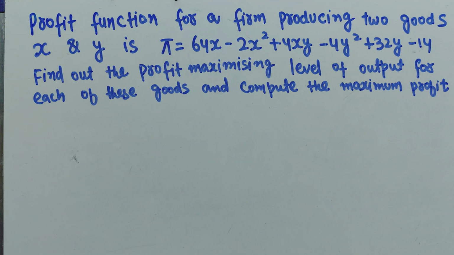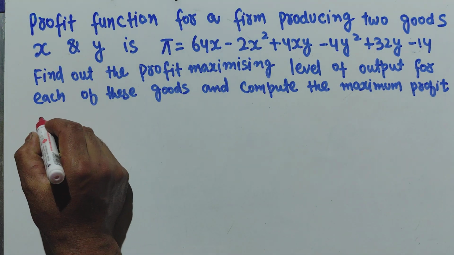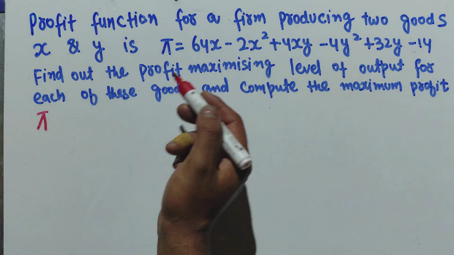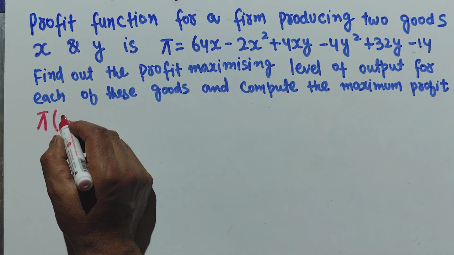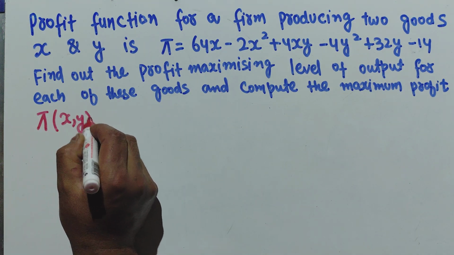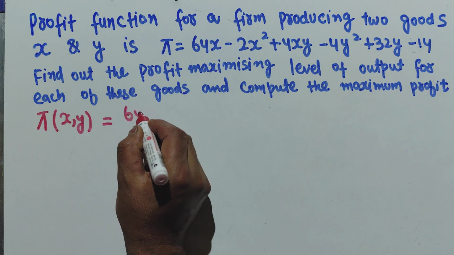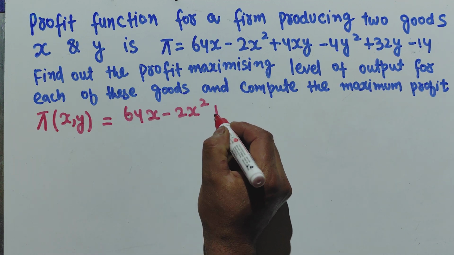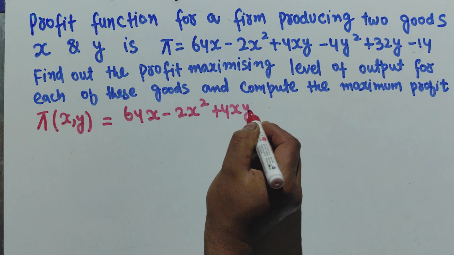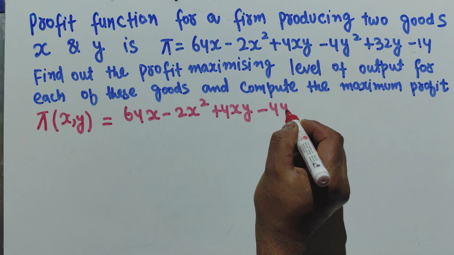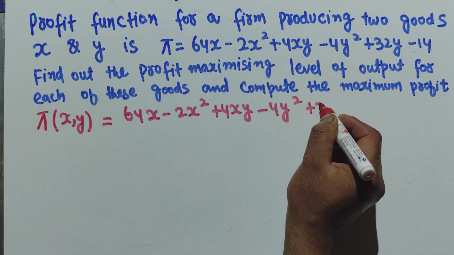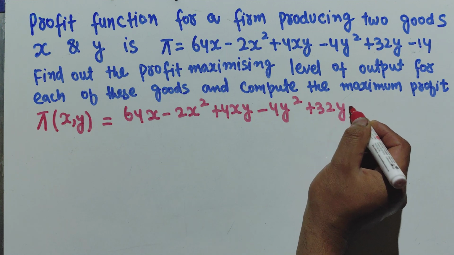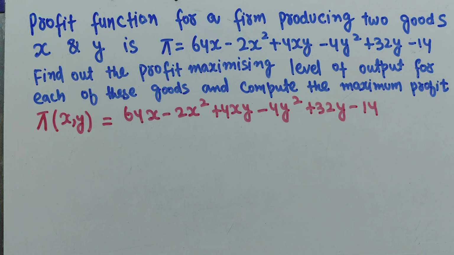Okay, so what we are given is the profit function, that is, profit is a function of two goods: pi is a function of x and y, which is equal to 64x - 2x² + 4xy - 4y² + 32y - 14. Okay, this is the profit function.